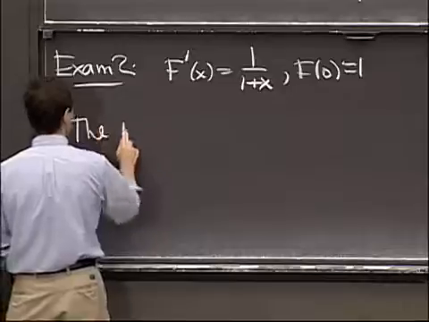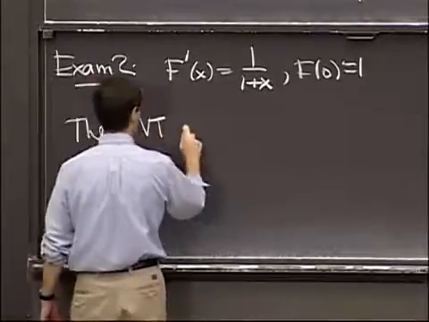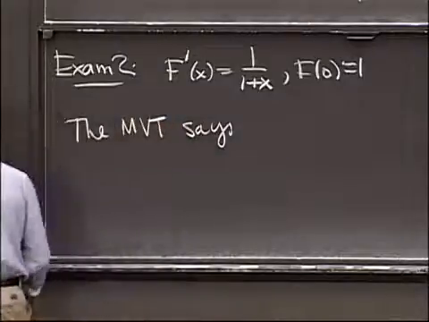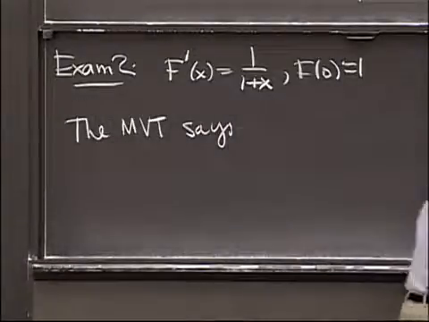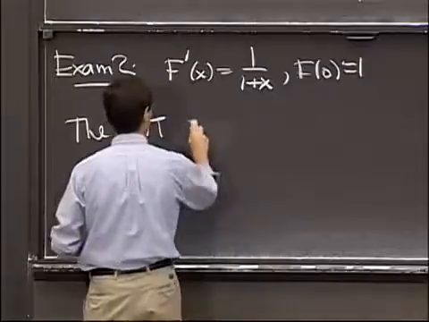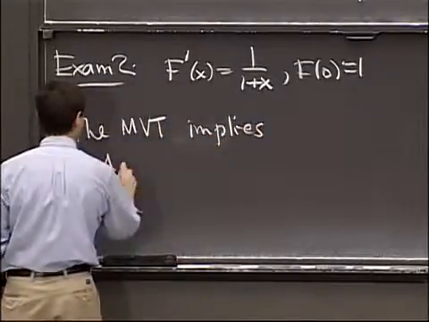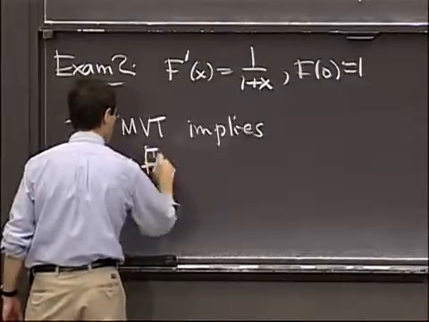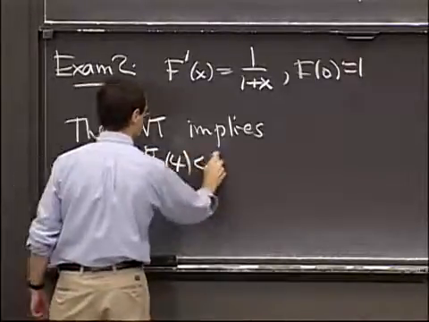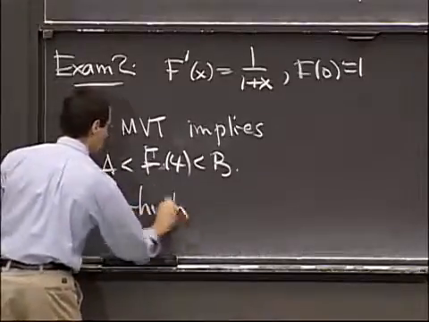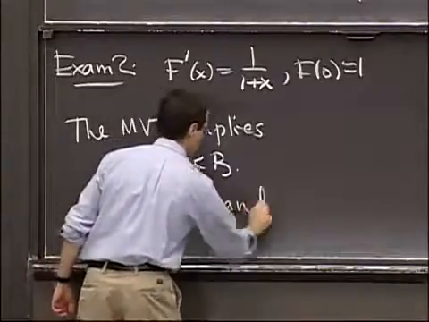mean value theorem says, or implies, if you like. It doesn't say it, but it implies it. Sorry. Implies A is less than capital F of 4 is less than B, for which A and B.